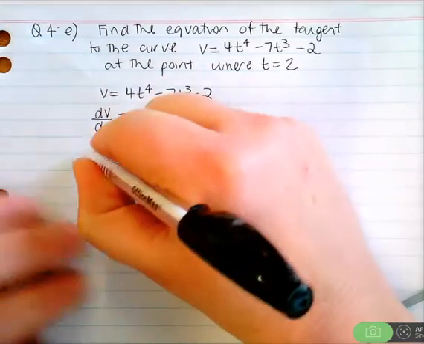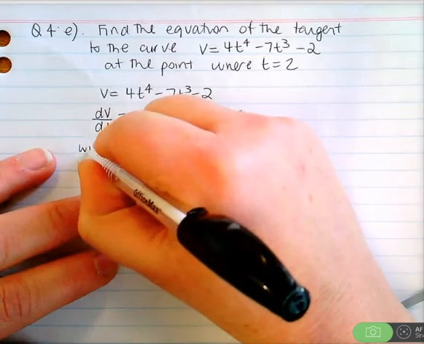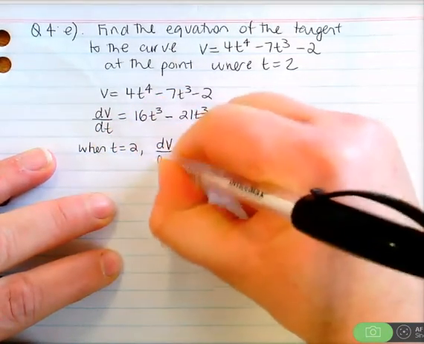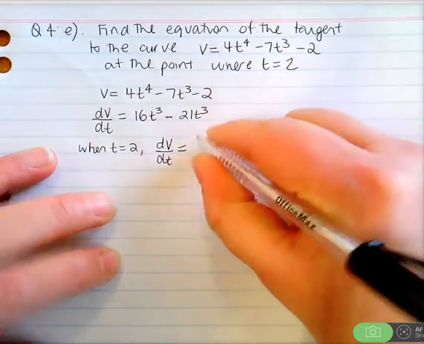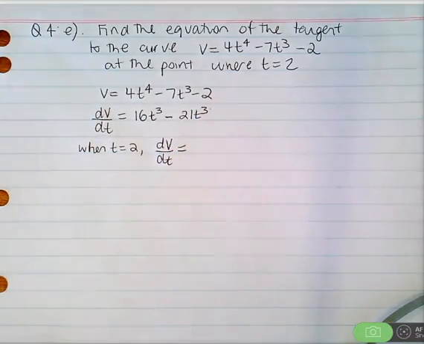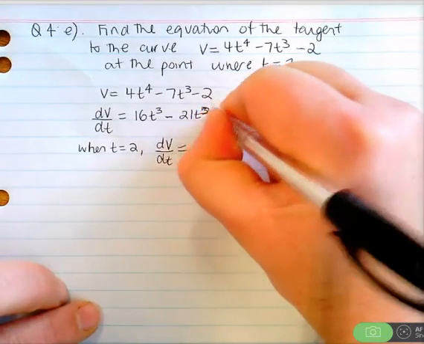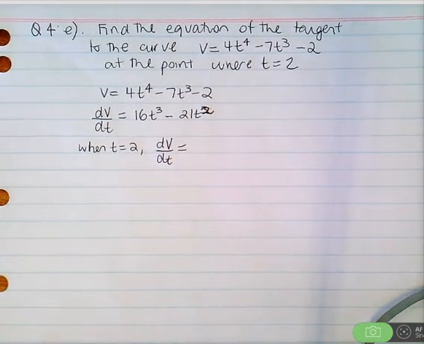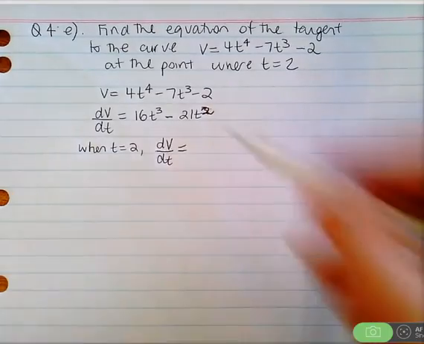So when t equals 2, dv dt is, so that's the gradient. Oh yeah, squared, thank you. Fix that, that's a 2. Okay, so anyone got, okay, that's a 2 there.